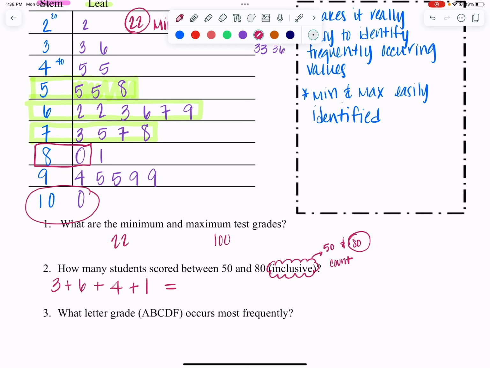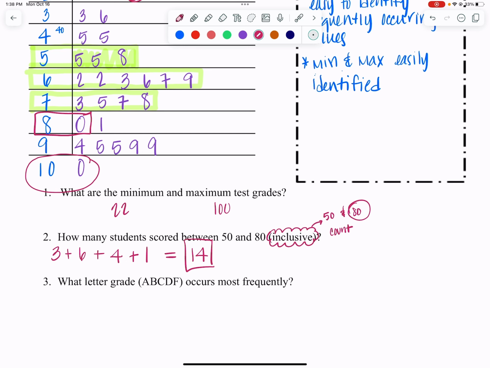When I add these together, 3 and 6 is 9, and 4 is 13, and 1 is 14. Did I miscount? 1, 2, 3, 4, 5, 6. Yes, I did on the older version of this. 11, 12, 13, 14. So 14 students scored between 50 and 80 inclusive.